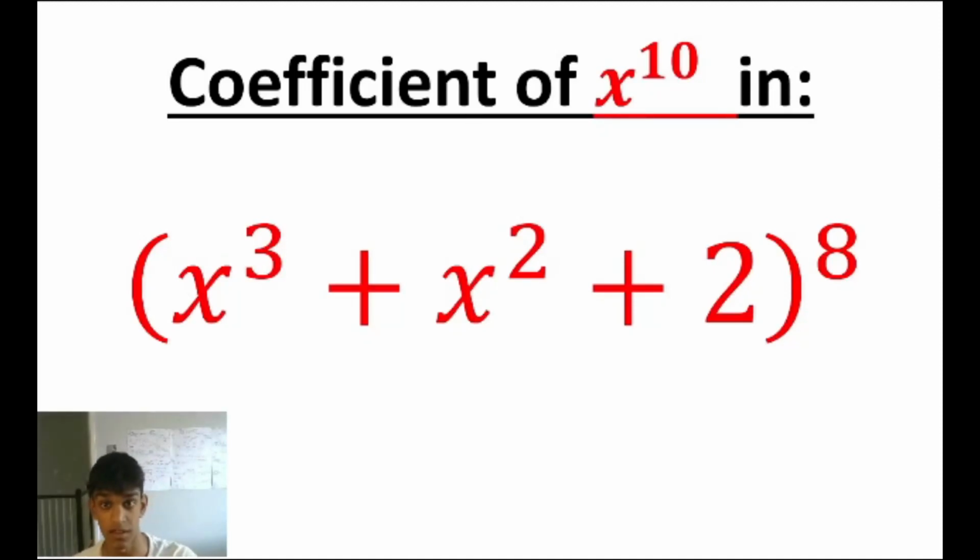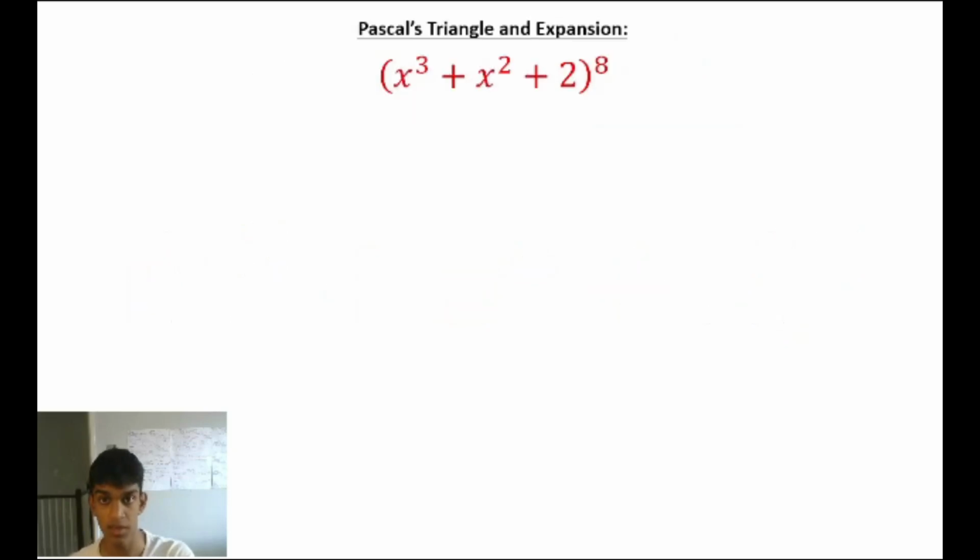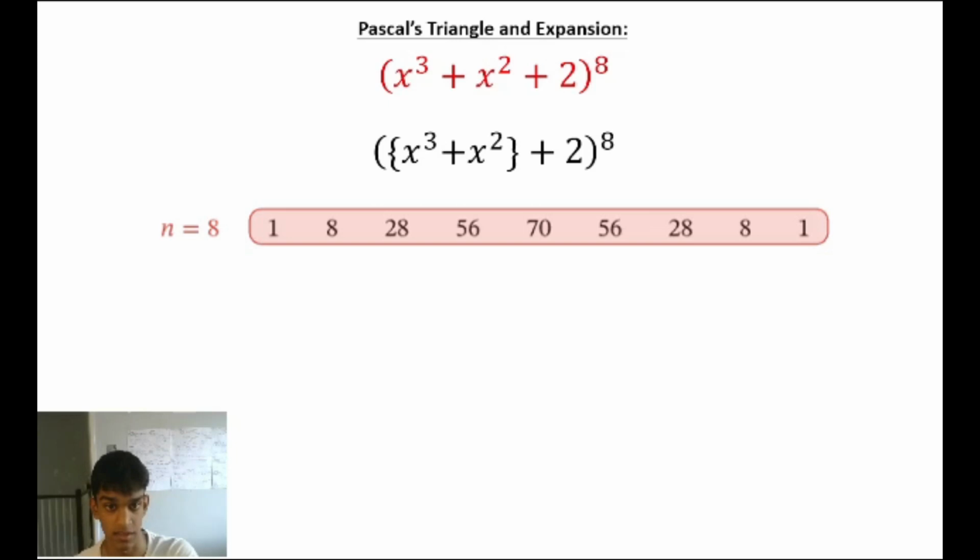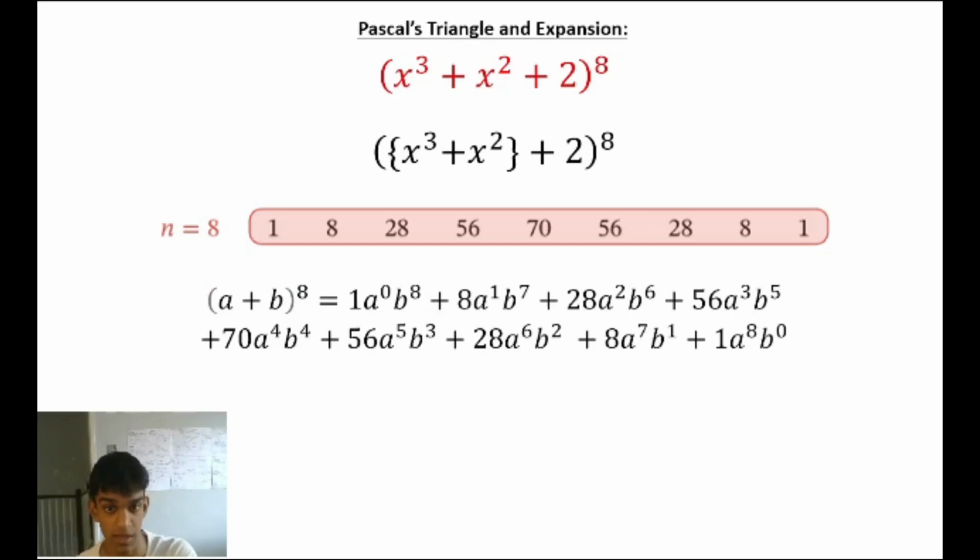Today we're going to be finding the coefficient of x to the power of 10 in (x cubed plus x squared plus 2) to the power of 8. So where do you begin? We need to start by accepting the fact this is going to be a Pascal's triangle expansion, and for this scenario we'll be grouping x cubed and x squared together, so we can have two terms like this in the expansion, which are a and b.